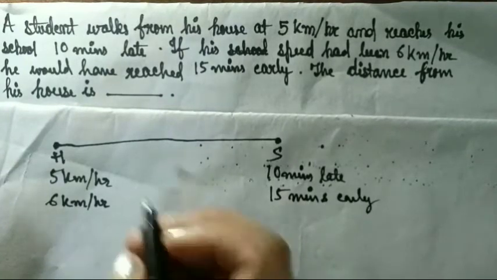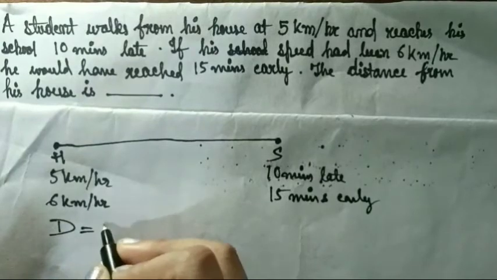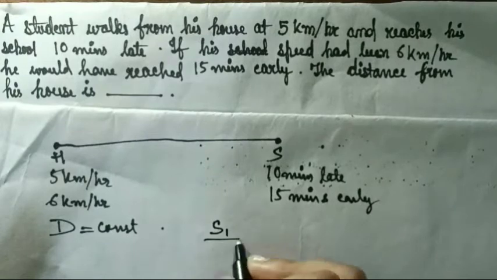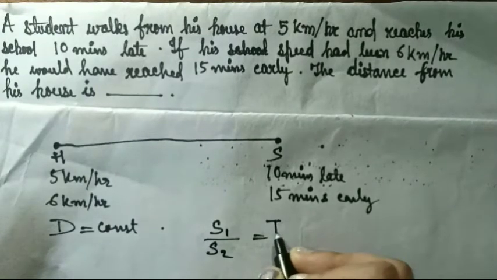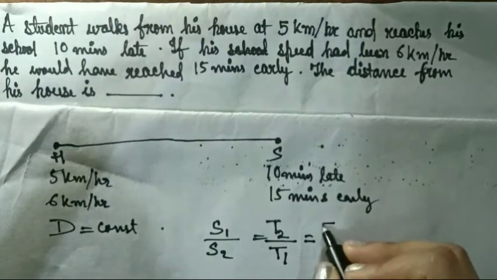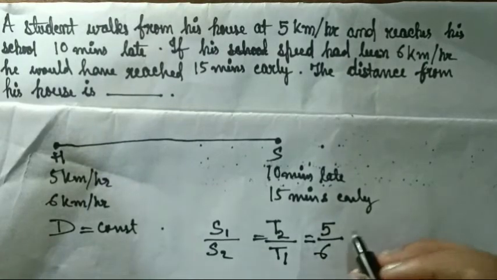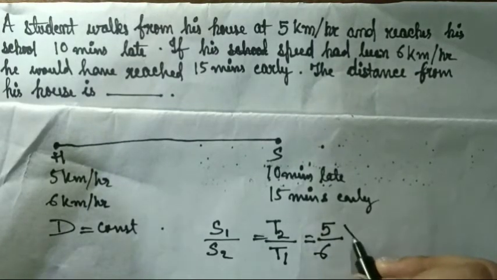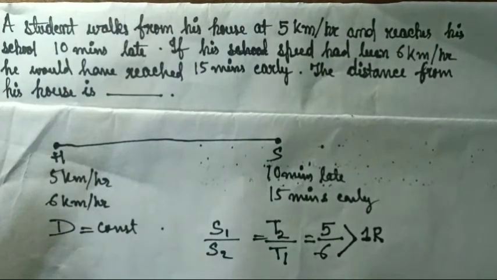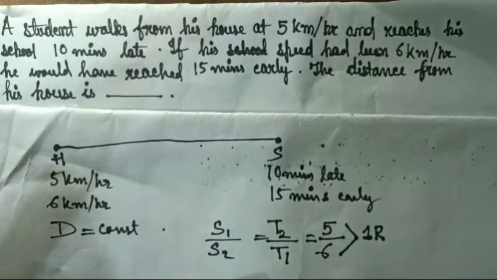Now in this question, D is constant. So here S1 by S2 is equal to T2 by T1. We know that S1 is 5 and S2 is 6. Now we will see the difference between these two. The difference is 1. Let me take this as 1 R, an arbitrary constant R. Now this difference, 1 R, is equal to the time difference.